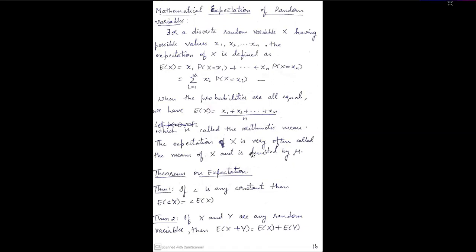So there are some theorems on expectation which you have to know. Theorem one, this is without proof. You just know that if c is any constant, then E(cx) is equal to constant into E(x). If x and y are any random variables, then E(x + y) is equal to E(x) + E(y).